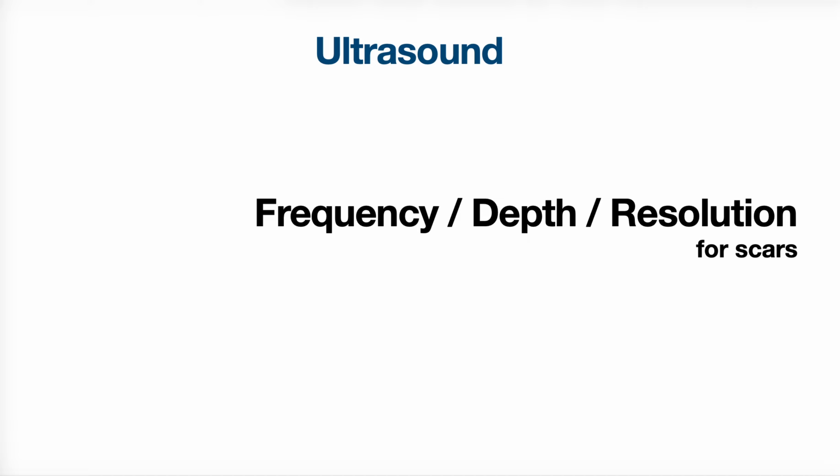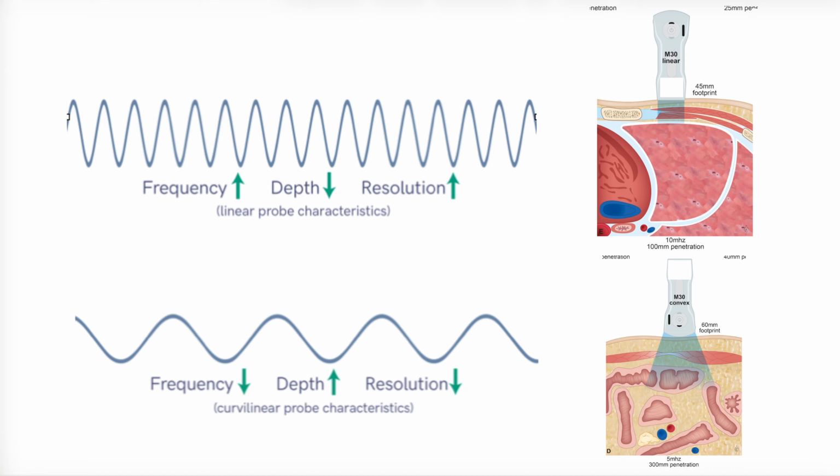First of all, I will give you some basic concepts about ultrasound. We will focus on three aspects: frequency, depth, and resolution, which are actually three sides of the same concept. If you increase the frequency, penetration depth will decrease, but spatial resolution will improve. As you can see in this image, the wavy patterns portrayed are pretty self-explanatory.